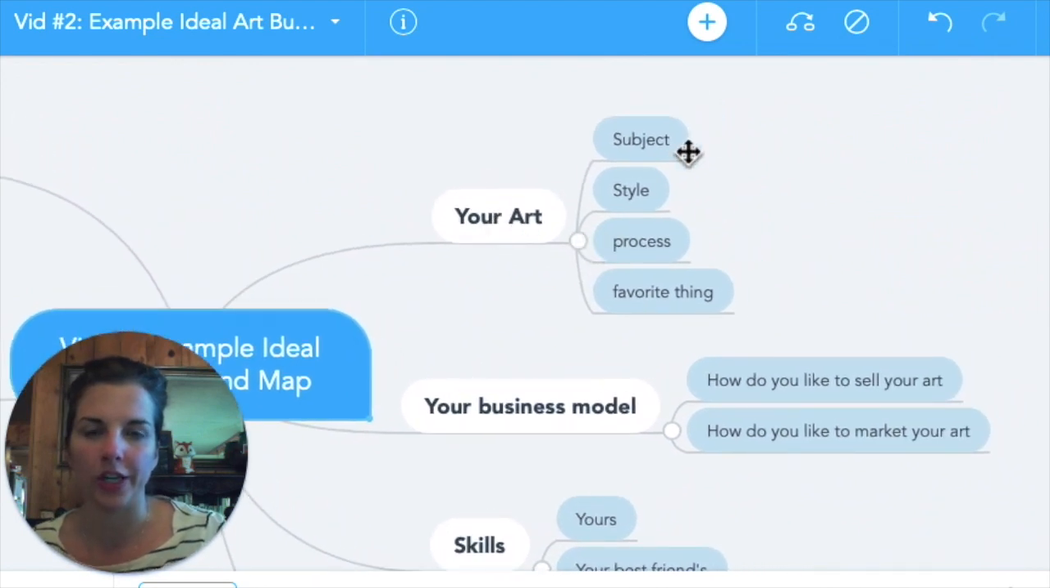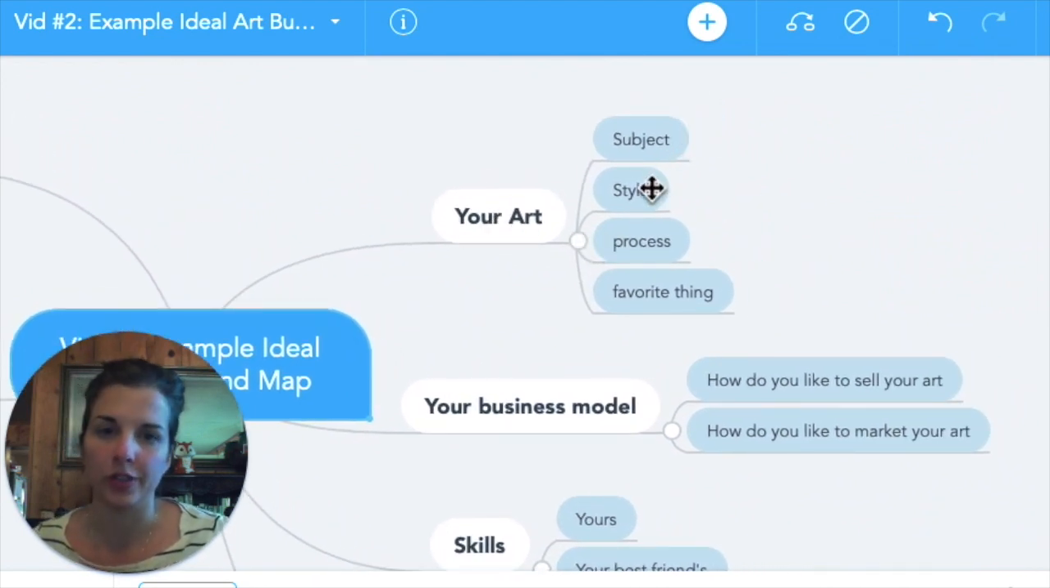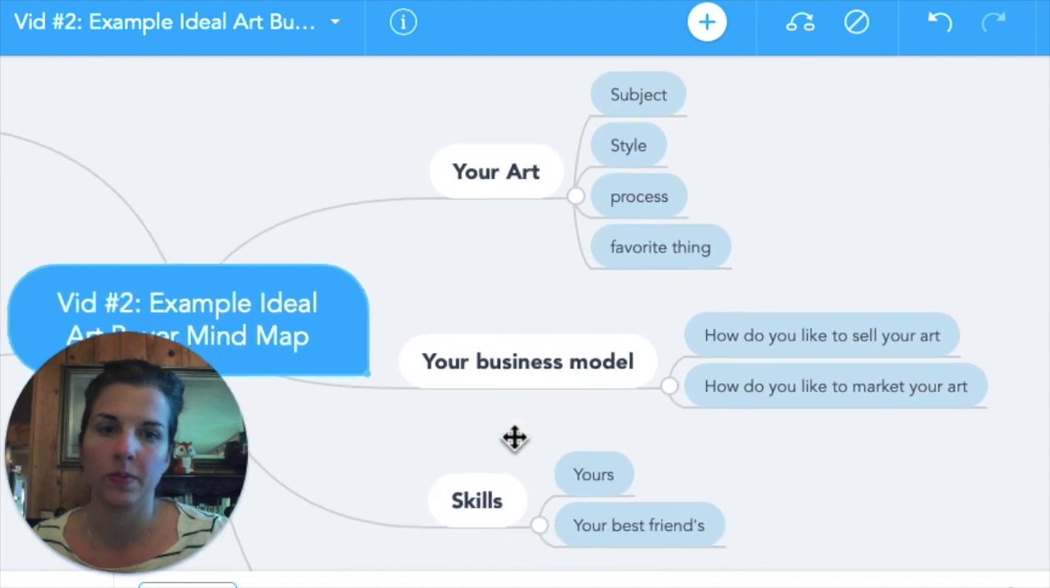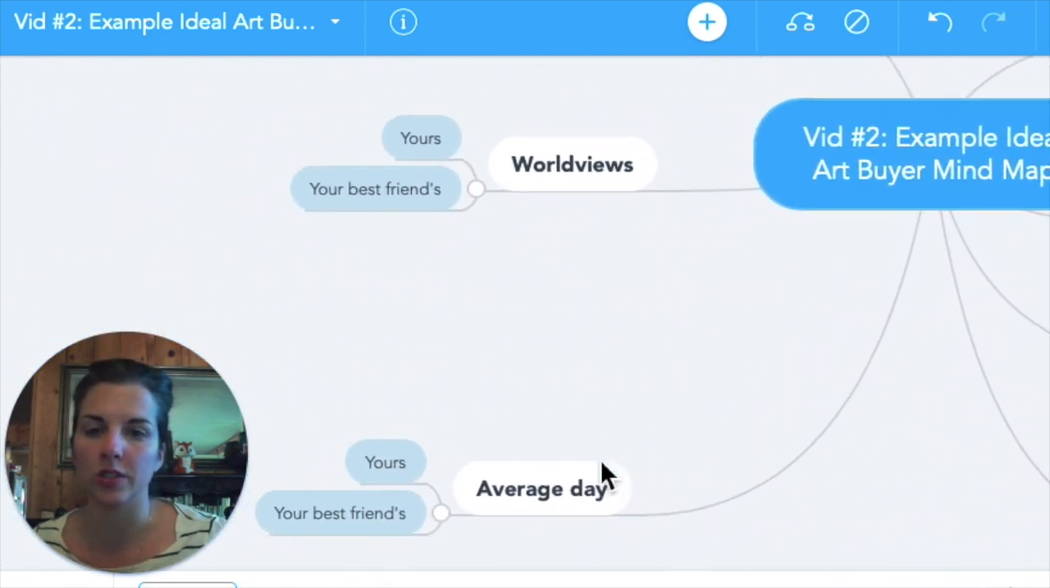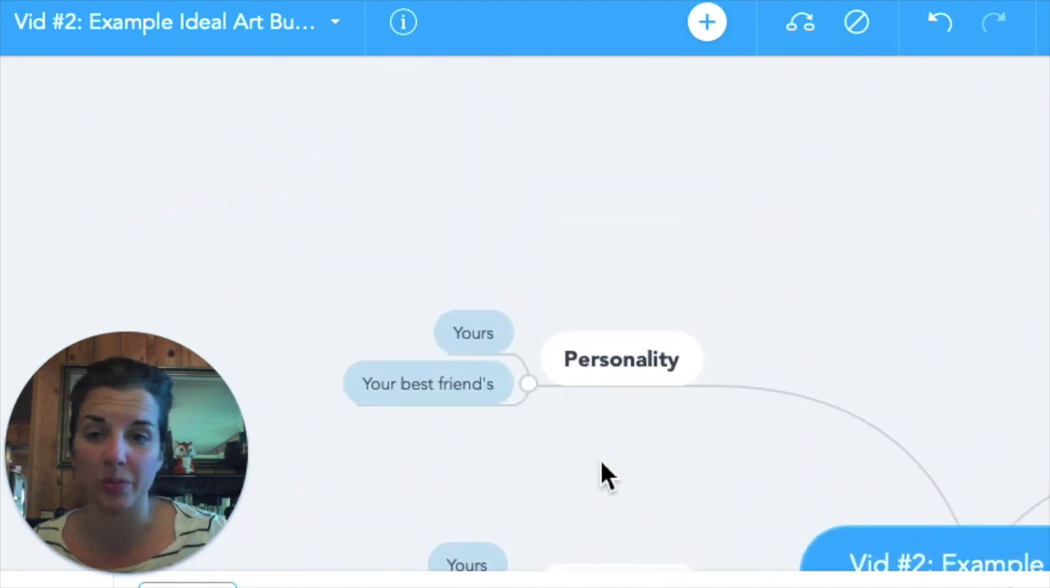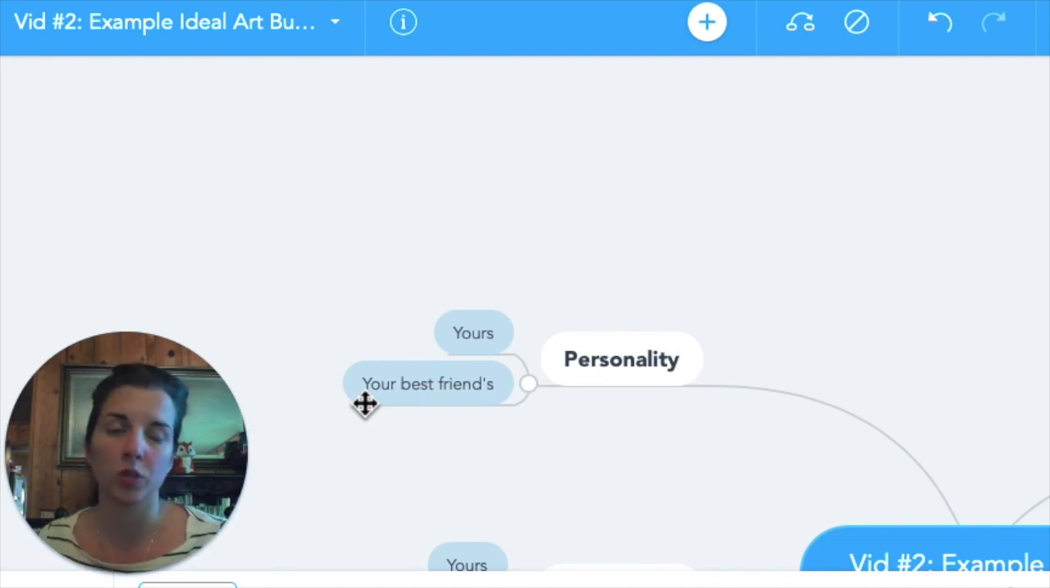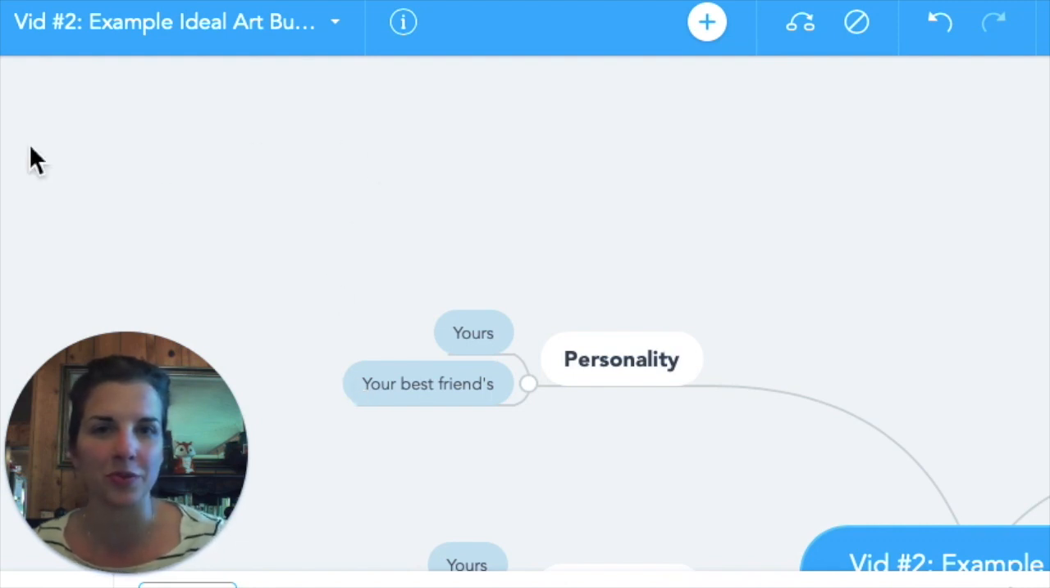Okay, we've got your art, the subject of your art, the style of your art, the process that you go through to create your art, your favorite thing about your art, how you like to sell your art, your skills, your interests, your worldviews, your day, your personality. You are going to spend some time filling this out. The more time you spend, the more clues you're going to have. So let me speed you through this process really quickly.